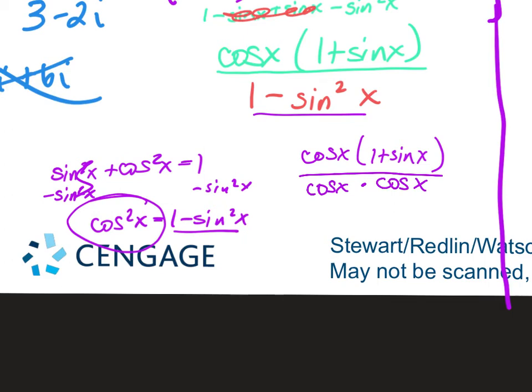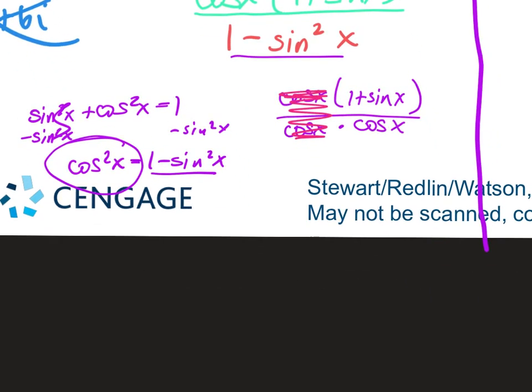What do we see? Anybody? I have one cosine on the top and I have 2 on the bottom. Can I do what? I can, yeah, absolutely. There's 1 on top, 1 on the bottom. So 1 on top crosses out with 1 on the bottom. So on the left-hand side, I'm left with 1 plus sine of x over cosine of x.